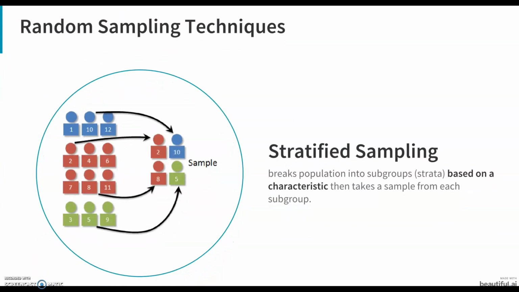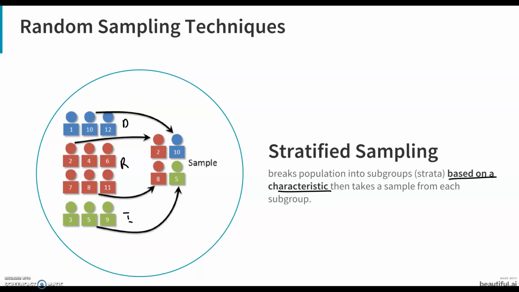Okay? Then stratified sampling. This one is going to break the population up into subgroups. You call them strata, based on a characteristic, and this is important because stratified sampling is closely related to something called cluster sampling. So stratified sampling is based on a characteristic, and then it takes a sample from each of the subgroups. So here's my population. Say that this is Democrats, Republicans, and Independents. So you break them up based on their party affiliation, and then you take a sample from each one of them.